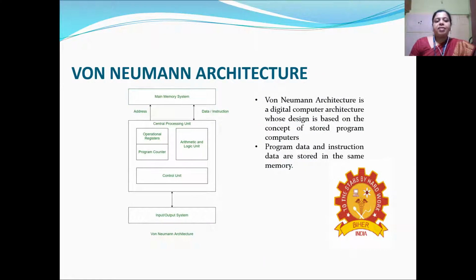So the next thing is von Neumann architecture and Harvard architecture. First we'll look into von Neumann architecture. Here the main thing is that the program data and instructions are stored in the same memory. So the bus will be common for both instructions as well as for the program data. And we have the CPU, which will contain the ALU, operation registers, program counter and control unit. For the input and output, we have the input output system.